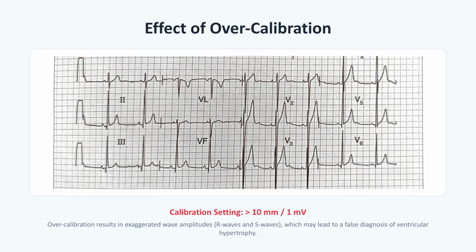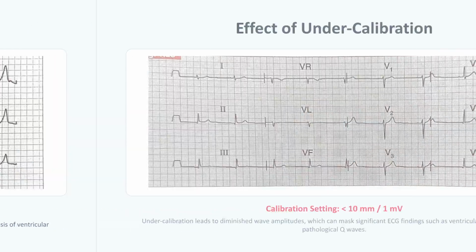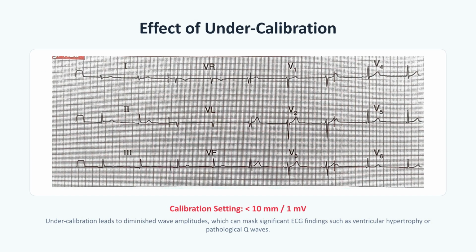Overcalibration, defined as greater than 10 mm per 1 millivolt, exaggerates wave amplitudes. This can lead to a false diagnosis of conditions like ventricular hypertrophy because the R waves and S waves appear too large. Conversely, undercalibration, less than 10 mm per 1 millivolt, diminishes wave amplitudes. This effect can mask significant ECG findings, such as pathological Q waves or signs of ventricular hypertrophy.